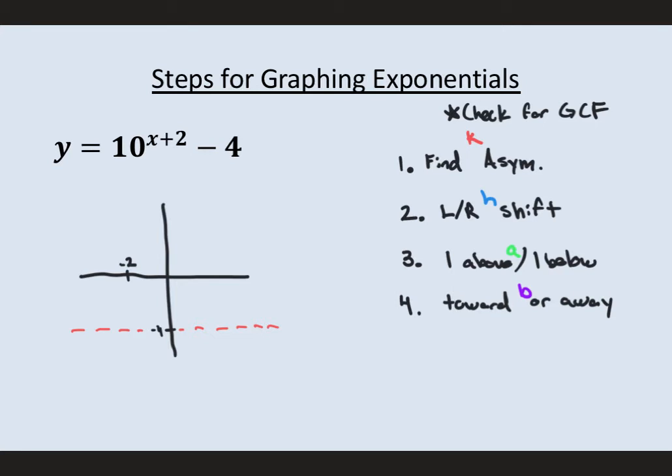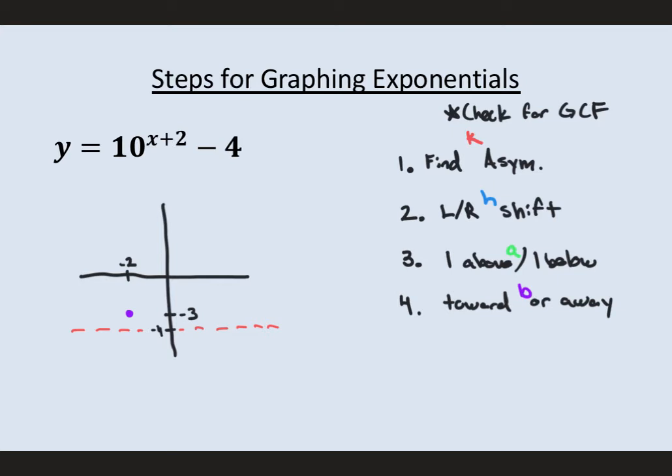Then we're going to look at our a value, the number down in front. This number is positive, so my point is going to go one above my asymptote. One above my asymptote at -4 is -3. One above is just a change of one. So we now have the intersection of our points, and we can plot our point at -2, -3.